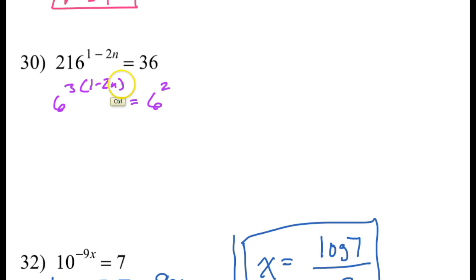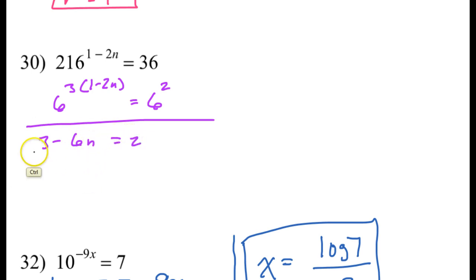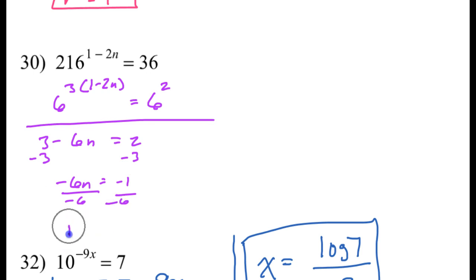Now the exponents will be equal to each other, so I'm just going to set the exponents equal after doing the distributive property. So 3 minus 6n is equal to 2. Subtracting 3 from both sides gives me negative 6n is equal to negative 1. Dividing both sides by negative 6, I have n is equal to 1/6. So that should be the final answer for number 30.